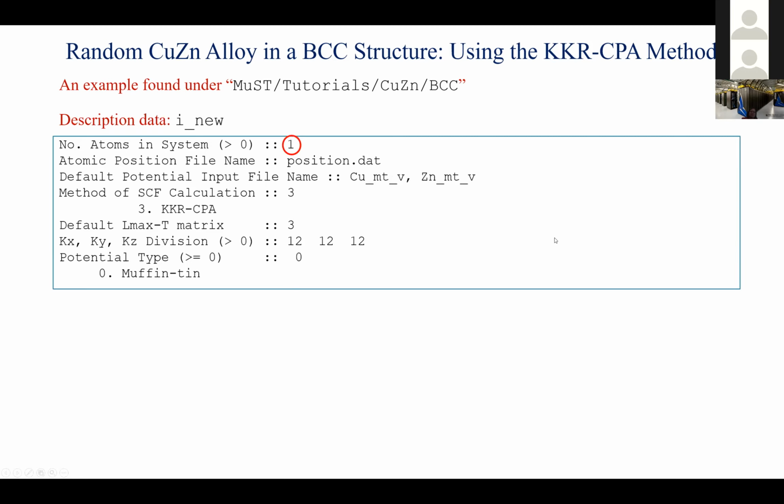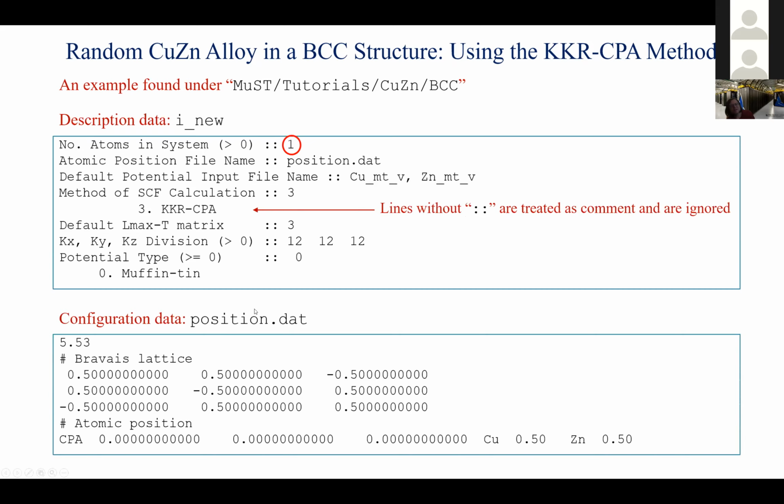description data. So this one particularly means that I'm going to have only one particular site. Each meaningful line that contains the double colon means that the left side is a description and the right hand side is the value of that description. Any lines without this are just treated as comments. They're just ignored by the program. Okay. All right. So how does the position data look? It looks like this.